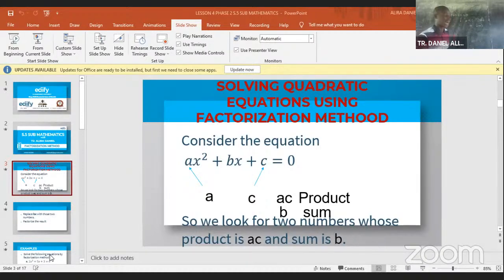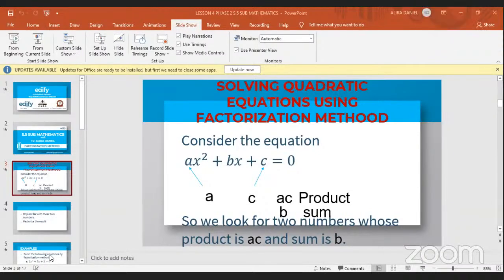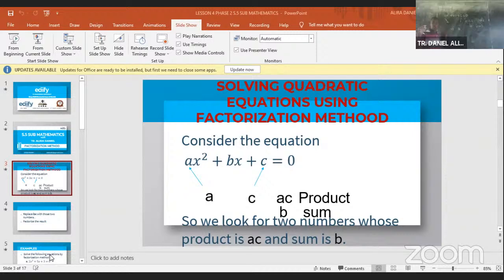Now, after doing that, let's say those two numbers are w and x. So these are the two numbers. These two numbers should be in such a way that when you multiply them, you get ac, and when you add them, you get b.